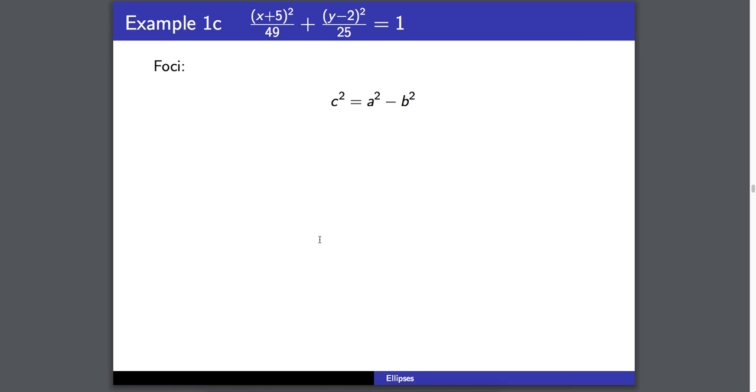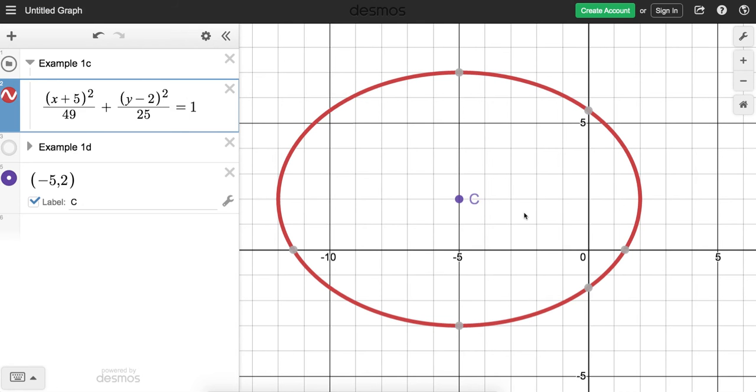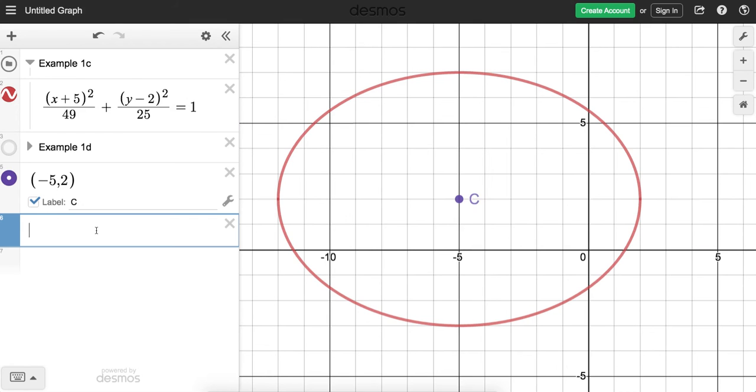Our focal points or foci, c² is going to equal a² − b². So a² is 49, b² is 25. When we take that difference, we get 24. So the square root of 24 is the square root of 4 times the square root of 6, which is 2√6. And we plus or minus. So again, because our ellipse is wide, we're going to add and subtract that 2√6 from the x coordinate of our center.